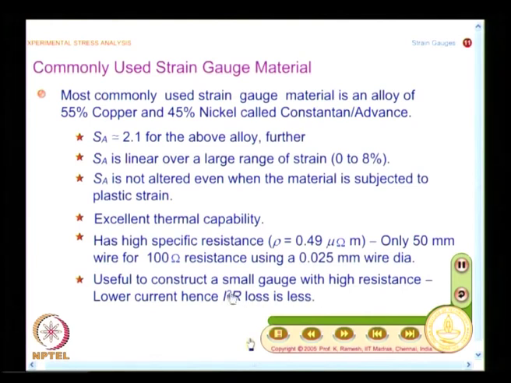And because I have a small gauge, but I can also have a high resistance, for a given voltage supplied, the current passing through the conductor will be less. So, I will have I squared R loss is less. See, I said in all strain gauge instrumentation, you will have to keep looking at the thermal influence. When current passes through the conductor, what happens? The conductor gets heated up, and you call that as I squared R loss.